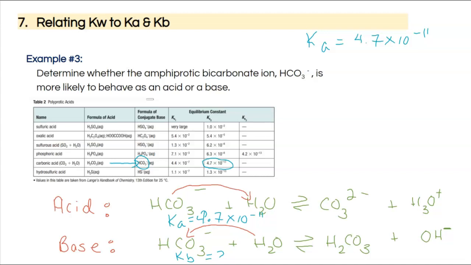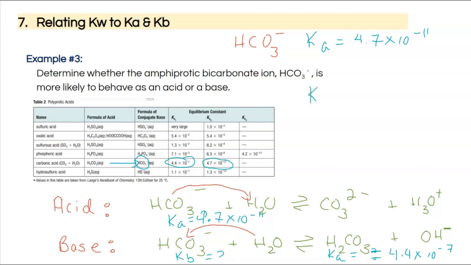Let's calculate its Kb value. And remember that in order to get its Kb value, I have to get the Ka for its conjugate acid. And so the Ka value for its conjugate acid is that Ka1 for carbonic acid, which is this guy right here, 4.4 times 10 to the negative 7. Okay? So let me just clarify this because we have a couple different Ka values here. For HCO3 minus, the Ka value is that. And what I'm going to do now is calculate the Kb value.